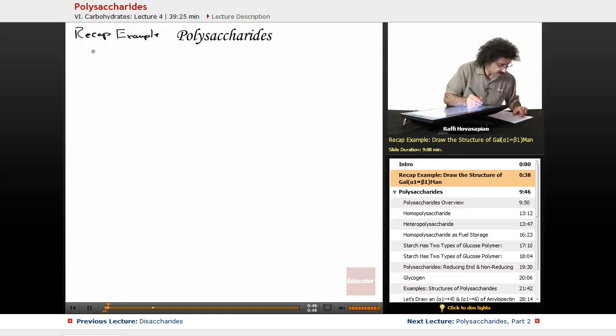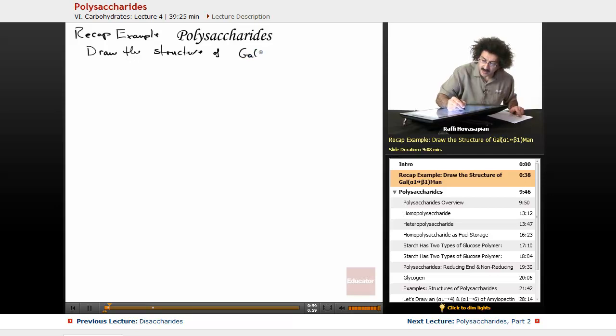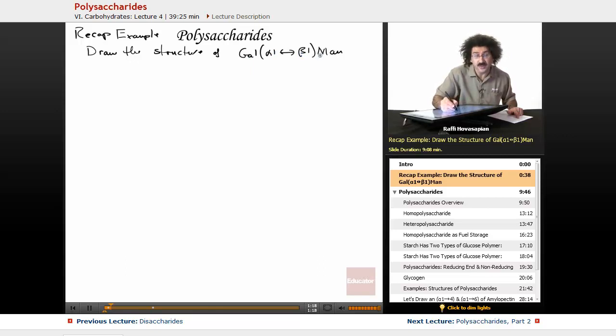Okay, so a recap example, we would like you to draw the structure of galactose alpha 1, beta 1 mannose. So the glycosidic bond between the galactose and the mannose is going to be the alpha 1 carbon of the galactose, the beta 1 configuration at mannose. Let's go ahead and draw this out.